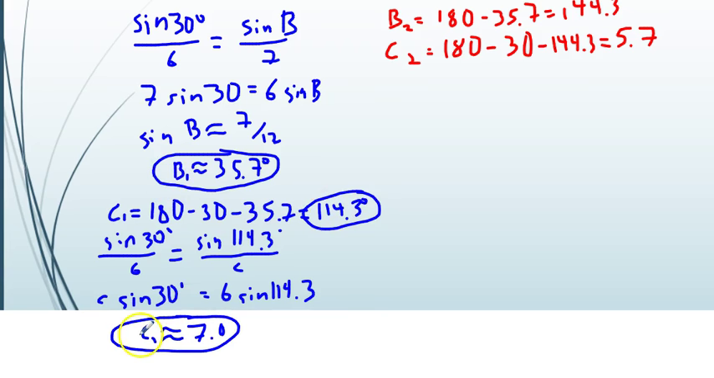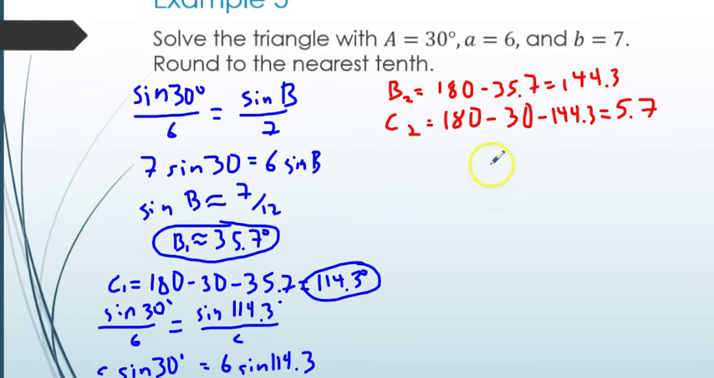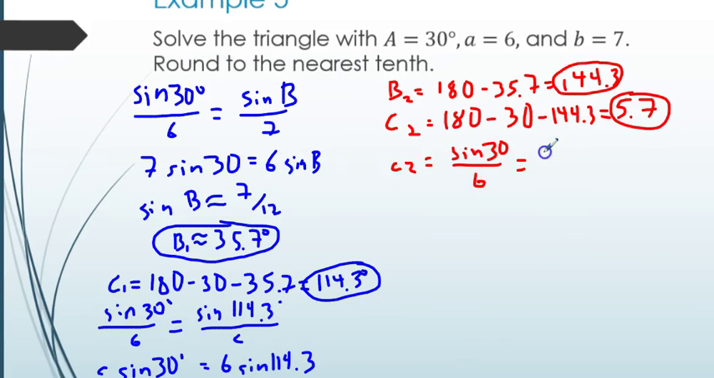So now we have the 3 missing values for triangle 1, but we still have to finish a little bit more for triangle 2. So for triangle 2, we know all 3 angles, angle A, angle B, and angle C. We know side A and side B, but we still need side C. So now it's the lowercase c2. And so again, it's going to come from setting up another law of sines. So sine of 30 over 6 set equal to sine of 5.7 over C.